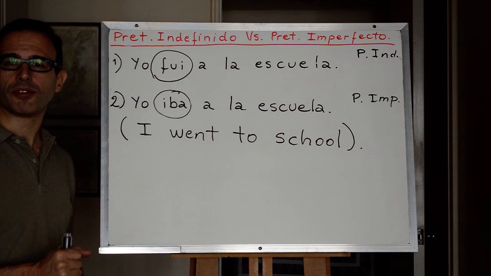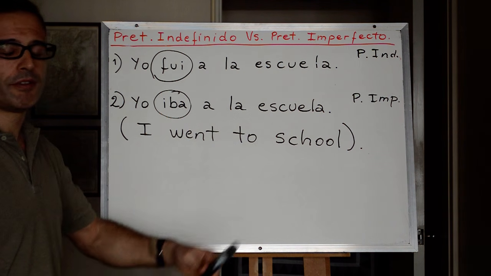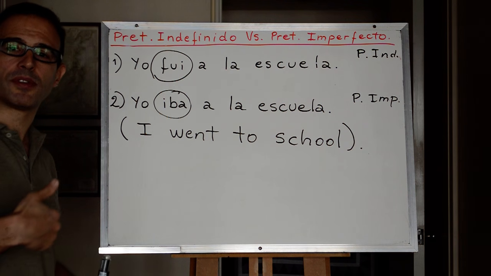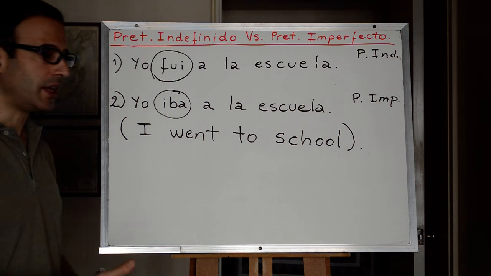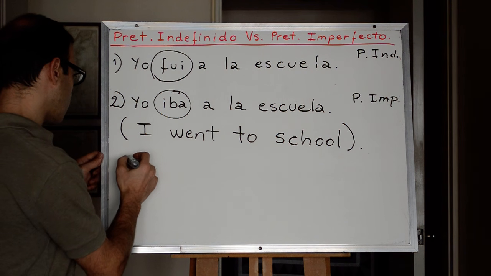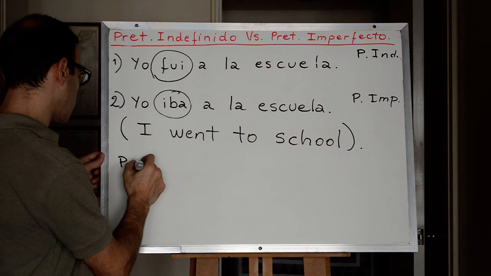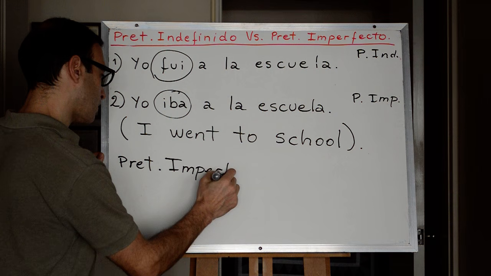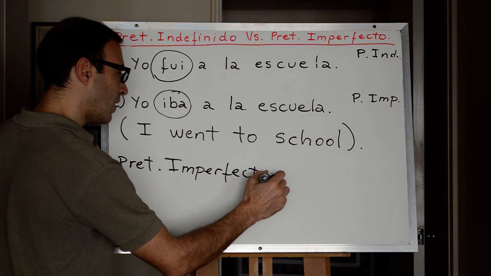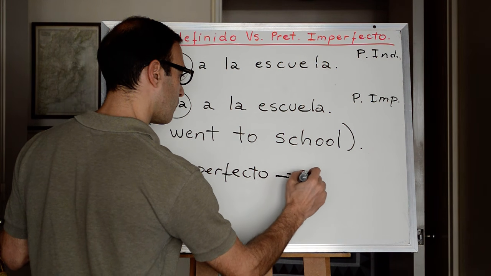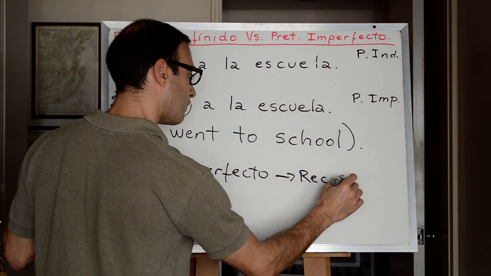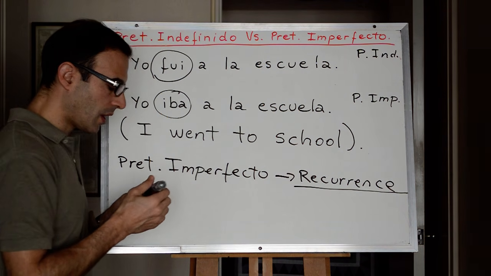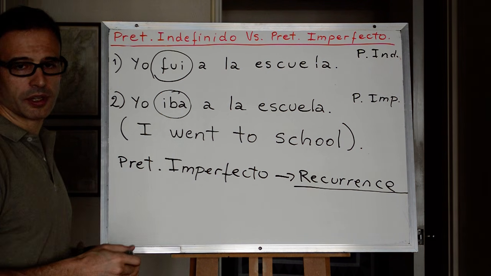But the most obvious use of Preterito Imperfecto is that it suggests a recurrence, okay? Something that happens frequently or regularly. So, Preterito, let me write it down here, Preterito Imperfecto. It suggests recurrence, okay? And this is very important to understand how and why we use imperfecto.